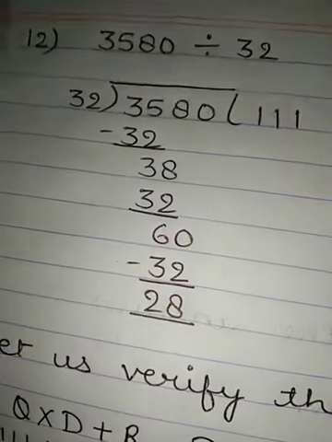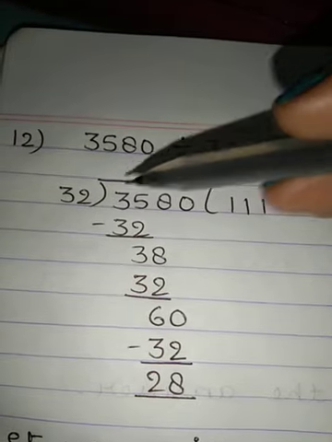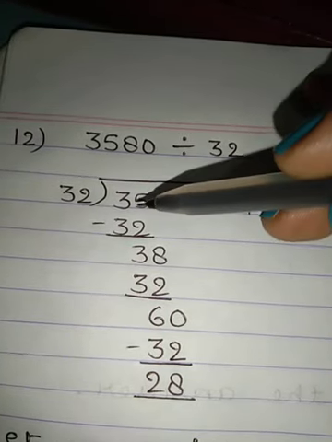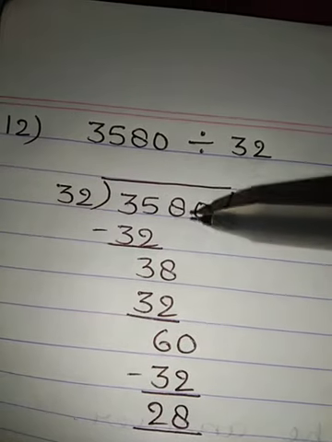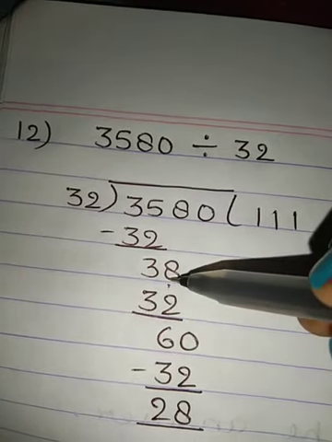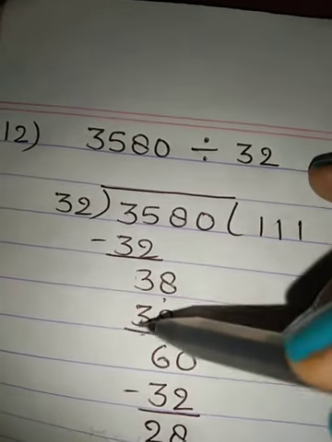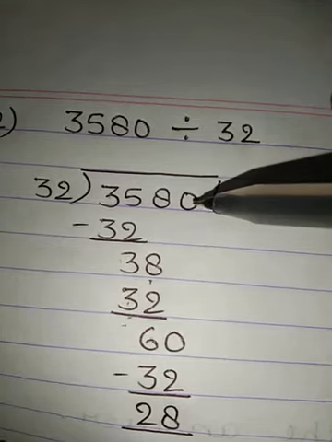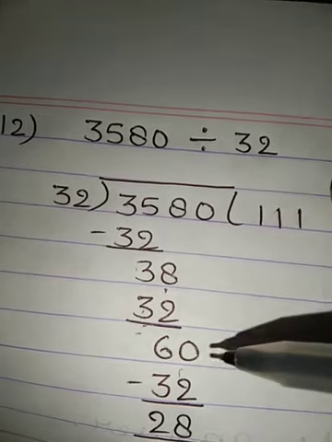Question number 12, 3580 divided by 32. 32 ones are 32. 5 minus 2 is 3, and 3 minus 3 will be 0. We will copy 8 from here, it will become 38. Again 32 ones are 32. 8 minus 2 is 6. 3 minus 3 is again 0. Now we will copy the last digit, 0. We copy it here, and it will become 60.